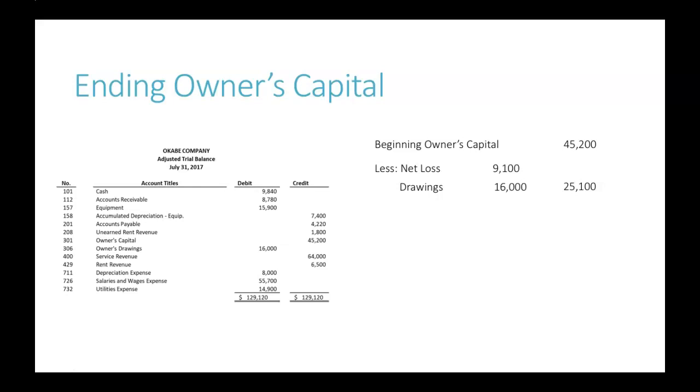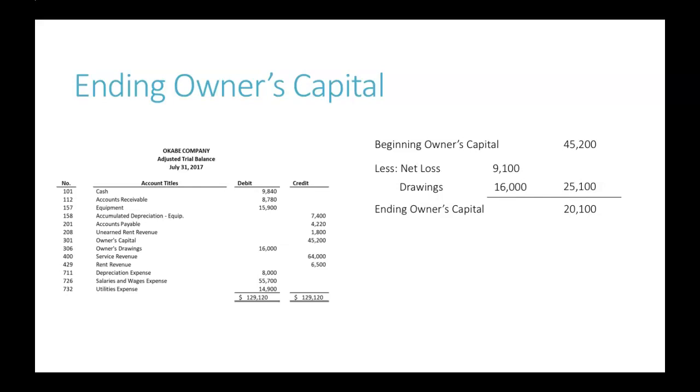So if we take our beginning owner's capital of $45,200 and we subtract out $25,100, we end up with an ending owner's capital of $20,100. So that's one way that you could have found this. The other way is using your accounting equation. Right? Your total assets were $27,120 and your total liabilities were $6,020. So if you take your assets minus your liabilities, you would have ended up with $20,100.